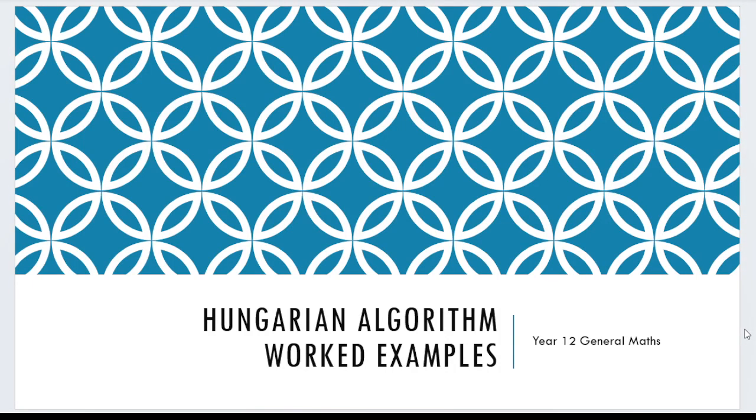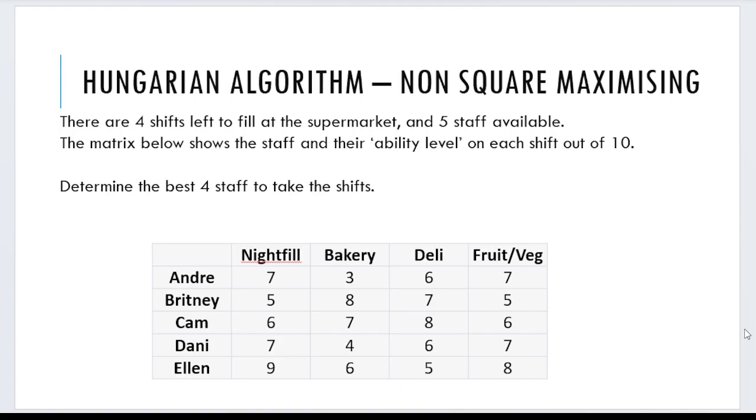Okay, so what we're going to look at now is a non-square Hungarian algorithm question. This one is also maximizing. So we're using two of our new techniques that we need to understand. In this case, it's a normal situation.